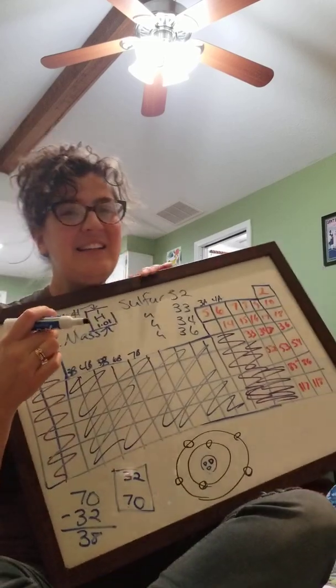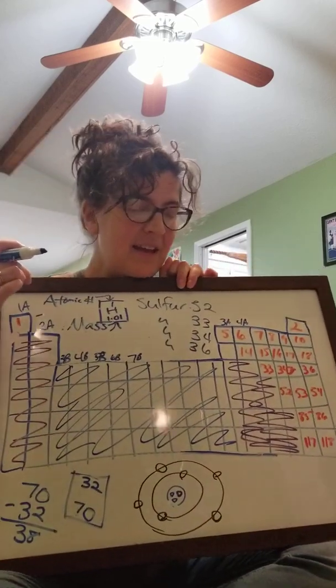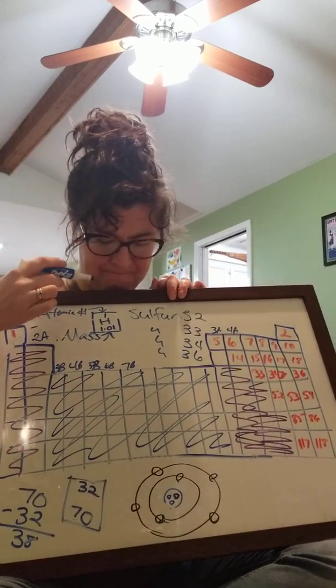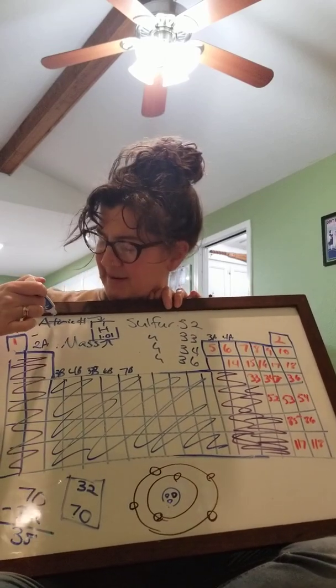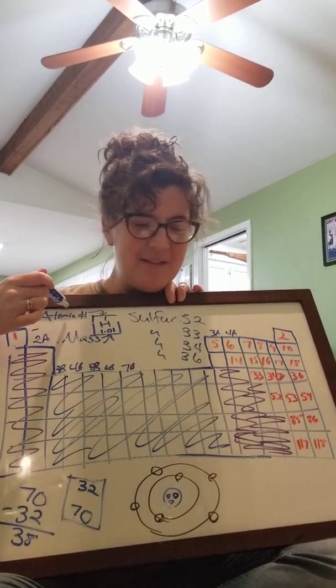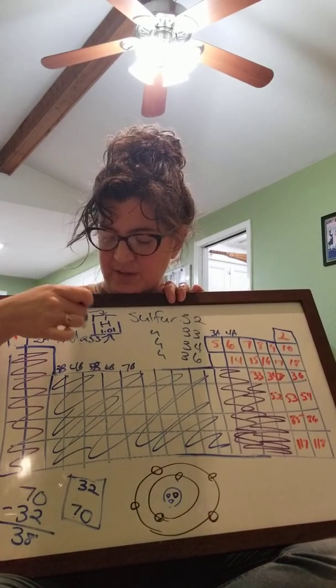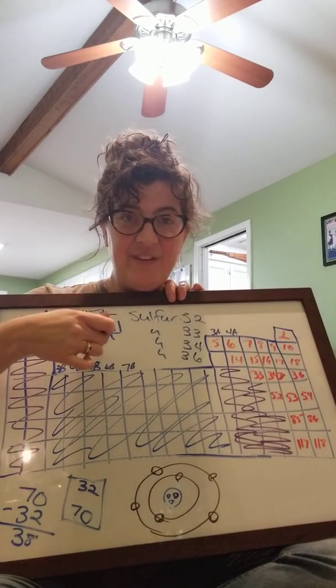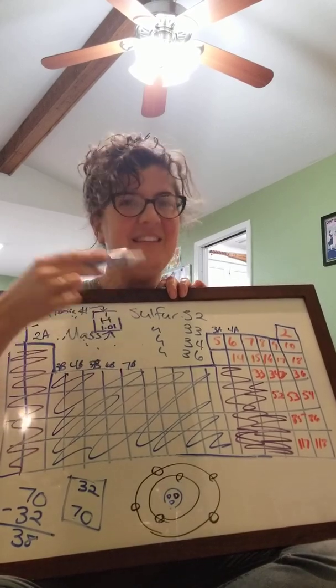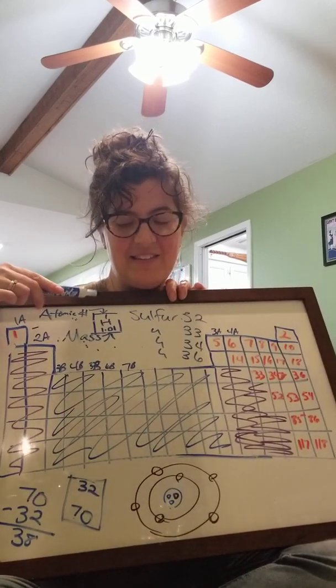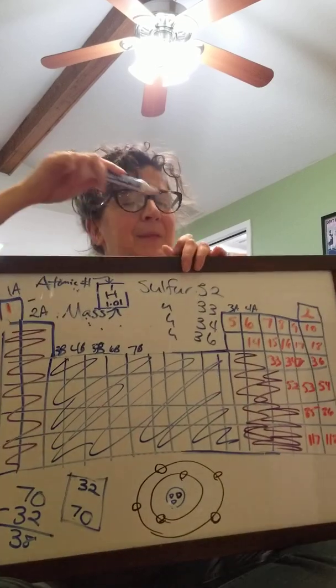That means it's an isotope if they have the same exact atomic number. Forgive me, I'm getting those mixed up again. So atomic number doesn't change. The mass number does. It's the difference in the neutrons. It's called an isotope if they have the same up here, different down here.